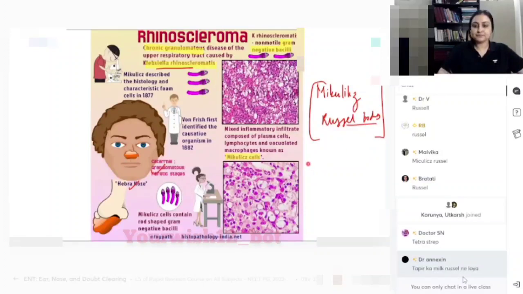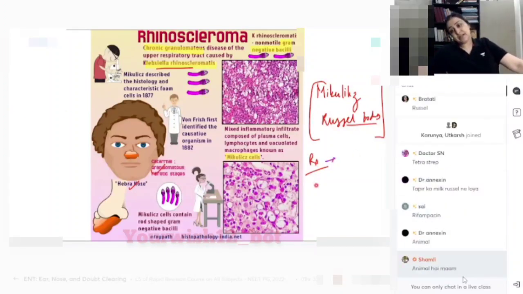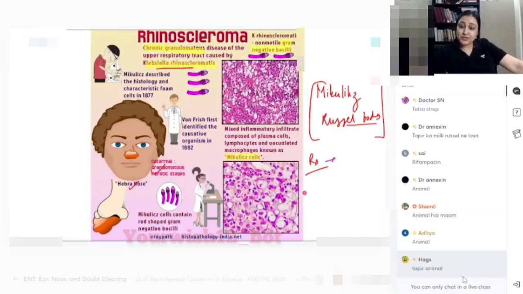How will we treat it? What is the meaning of tapir? Tapir ka milk, does tapir have a meaning or what? I have not heard this name. What is the treatment? Animal. You guys know about that? All of you know. God, I should not have asked. Have you heard? Tapir is a commonly used animal.